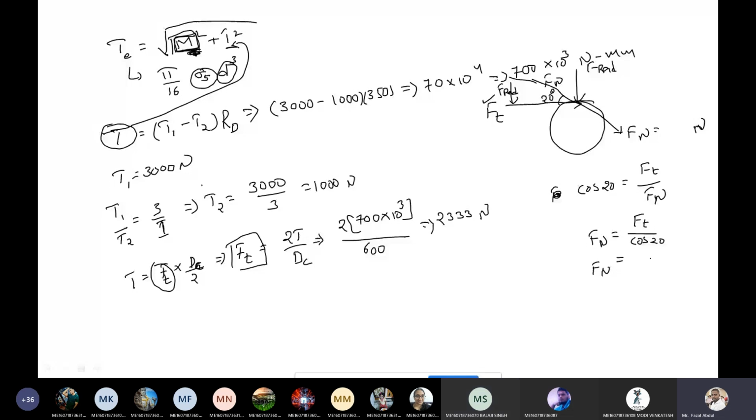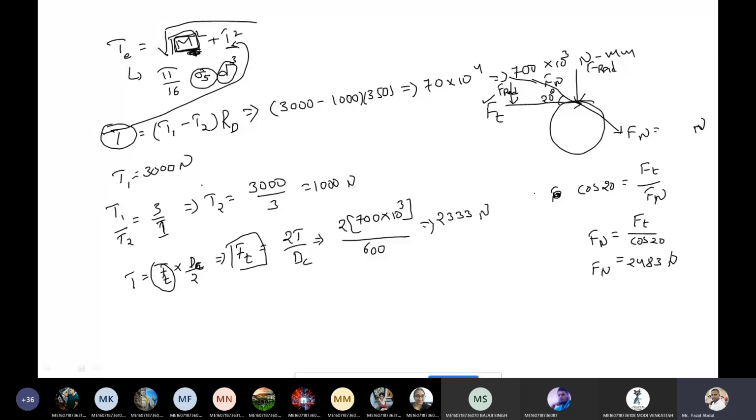2,483. Very good. 2,483 newtons. We calculated the normal load. Now, what is the purpose of the normal load? To calculate the vertical load and horizontal load on the gear.